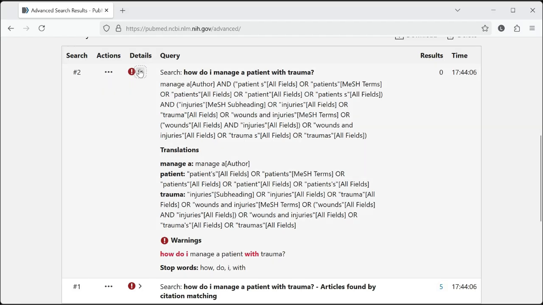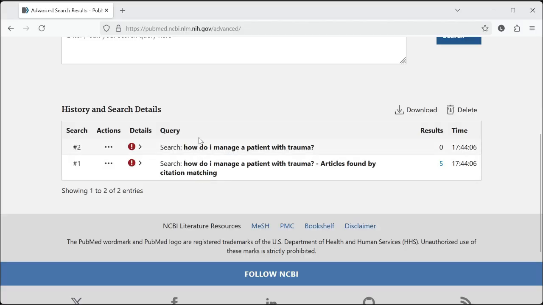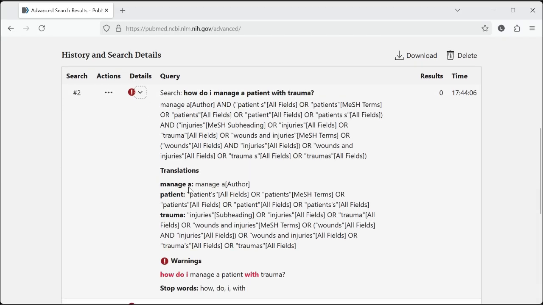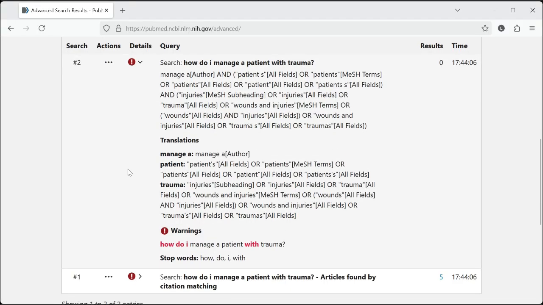Before we get into that, let's take a look first at what's happening here. We see that there are red exclamation marks, so that's not great. But we also see that there are 2 searches instead of 1. This search is the one that we gave to PubMed, and it actually brought back nothing. PubMed basically felt bad that it couldn't give us anything, so it came up with a second search, and that's what articles found by citation matching means. Let's take a look at the search that we gave PubMed and see why it brought back nothing.